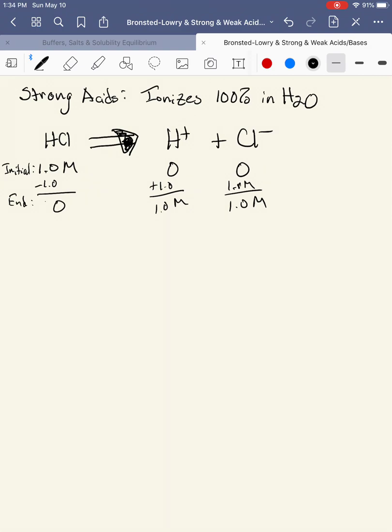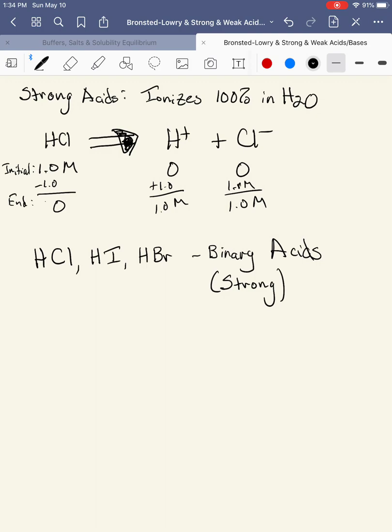Okay, examples of strong acids. They're always going to contain hydrogen. So hydrogen with column 7A's other than fluorine. So HCl, HI, HBr. Those are all called binary acids because they're hydrogen and one other element. All other binary acids would be weak. So those are the strong binary acids. They ionize 100%.